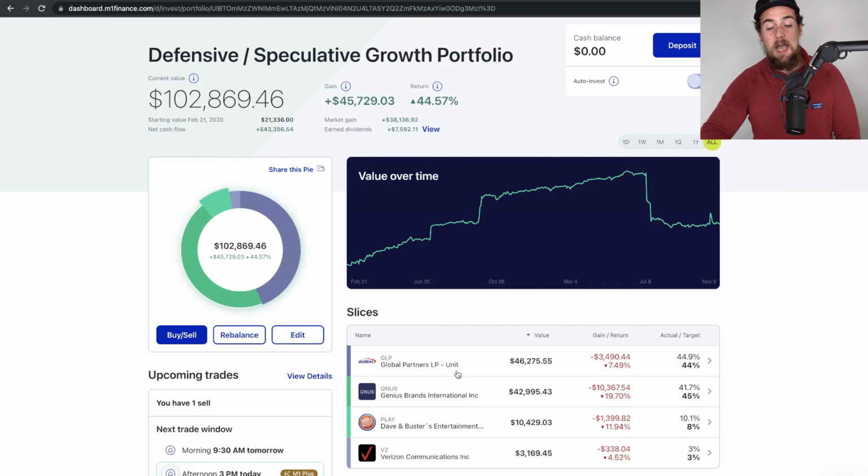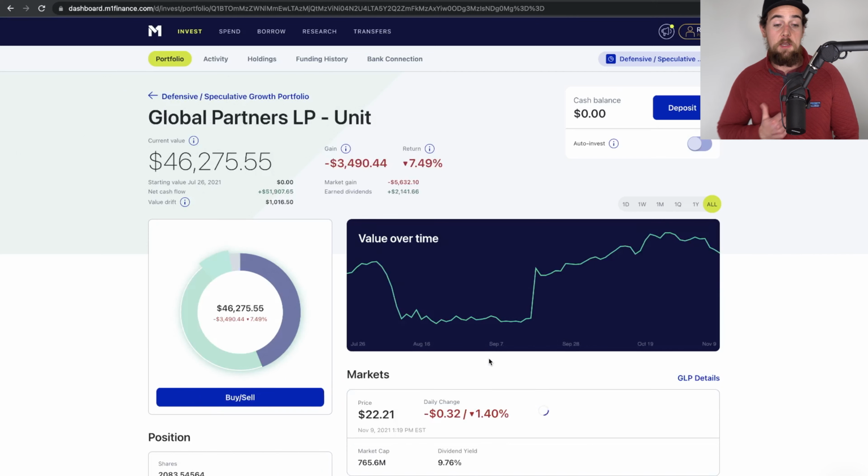Now, one thing I like about the M1 Finance desktop platform is you can get a decent amount of information about stocks, either within your portfolio or ones that you might be considering investing into. So, for example, let's click on GLP to get more information.